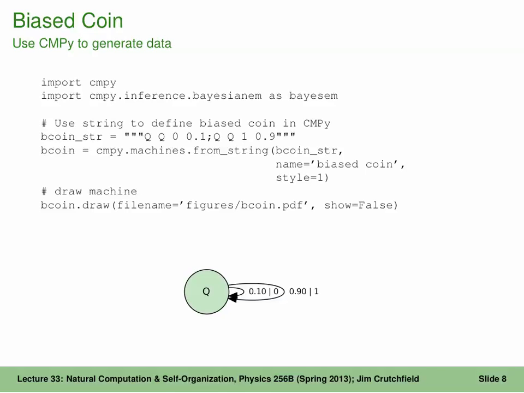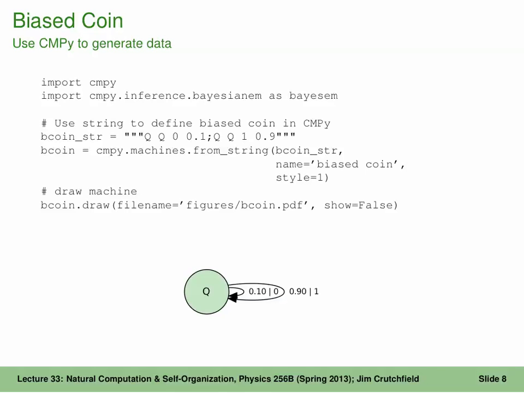I also chose a biased coin rather than a fair coin because the prior, without any data, will on average give the default setting of a fair coin. I wanted to be clear that we're not just getting back what we get from the prior. So we have something that has 10% probability of producing a 0, 90% probability of producing a 1, and it always goes back.